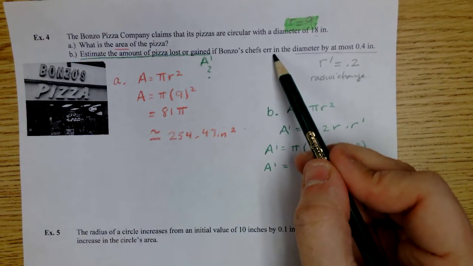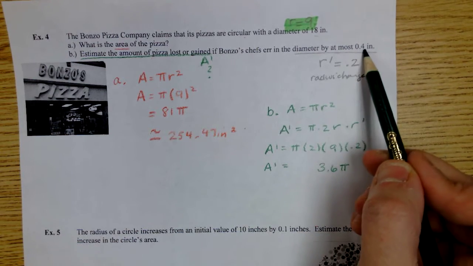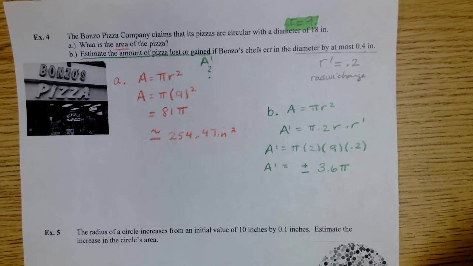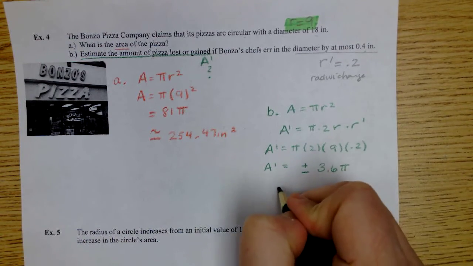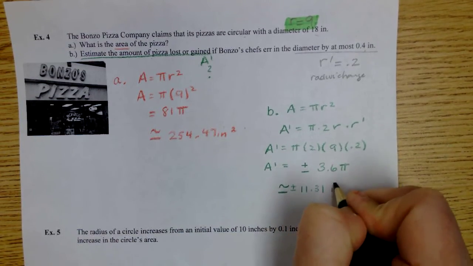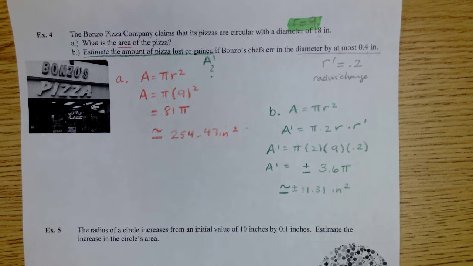But remember when it says that the error is at most 0.4, that means the diameter could be larger by 0.4 or smaller. So that translates mathematically to the fact that we could have plus or minus an increase in area or decrease. If I estimate this with a decimal, I get plus or minus 11.31 inches squared. When we think about this in the real world, it means that depending how big they make the pizza itself, you could have up to 11 square inches more pizza to actually eat.